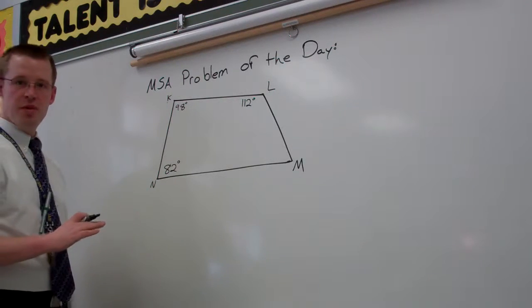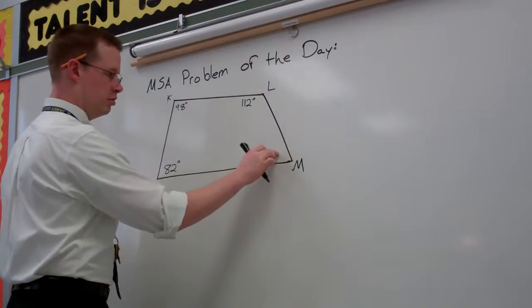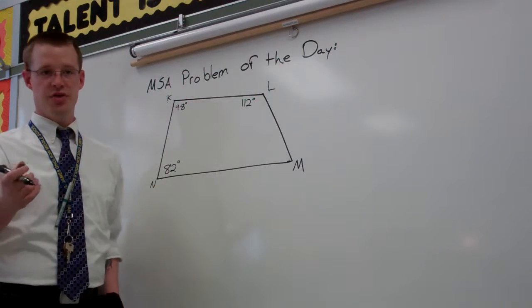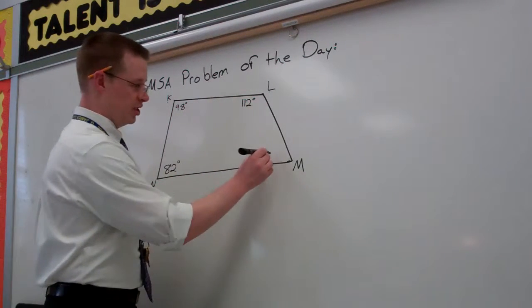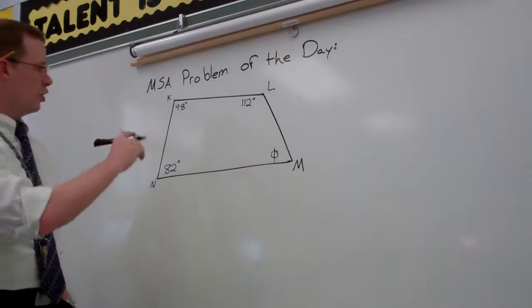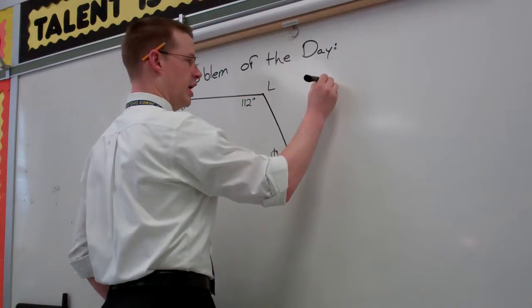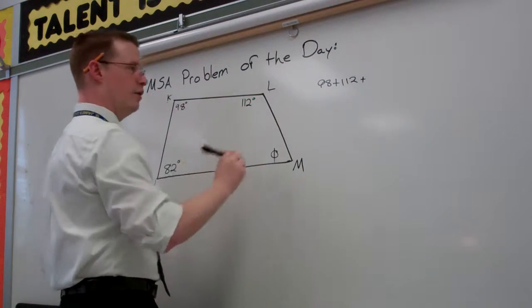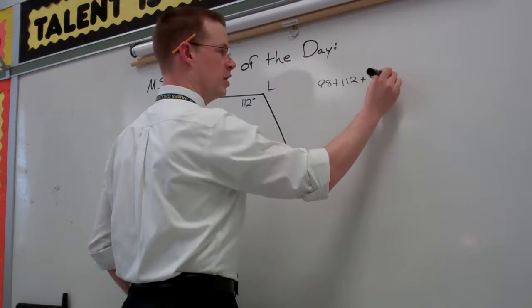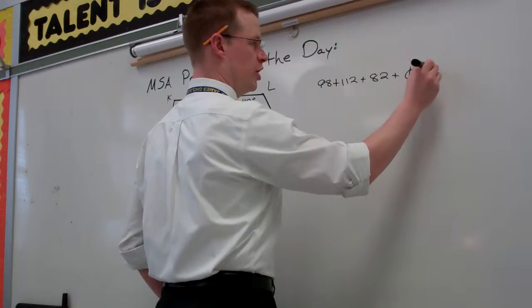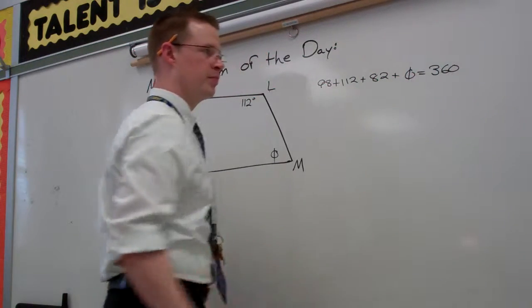The first thing you need to remember is that for a quadrilateral, all four of the angles will always add up to 360 degrees. So I can say that this is some variable, I don't know what it is yet. Now I can write an equation. I've got 98 plus 112 plus 82 plus whatever the angle is should equal 360.